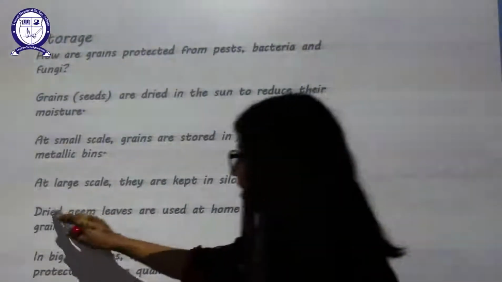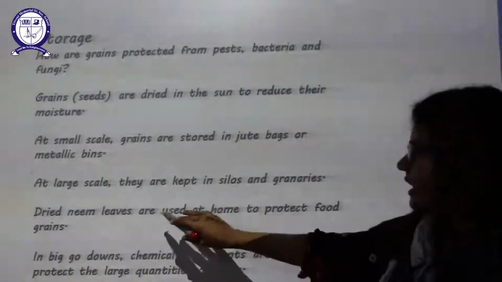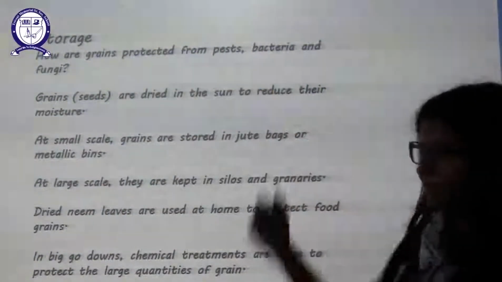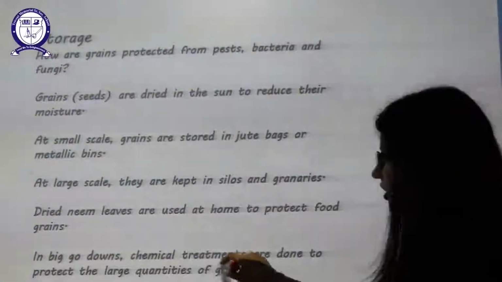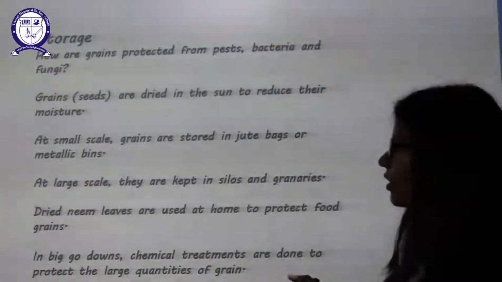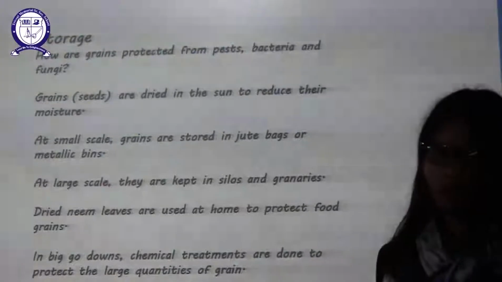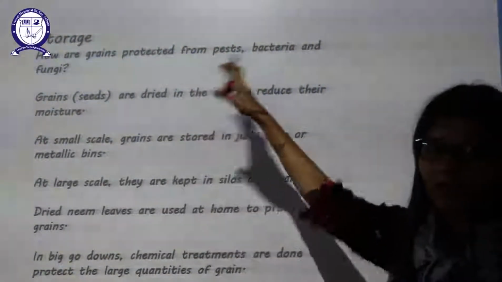Dry neem leaves are used at home to protect the grain because dried neem repels all these pests, bacteria, and fungi, etc. In big godowns, chemical treatment has to be done because we cannot entirely depend on neem for that. For this purpose, we need to use chemicals like pesticides to remove all these things.